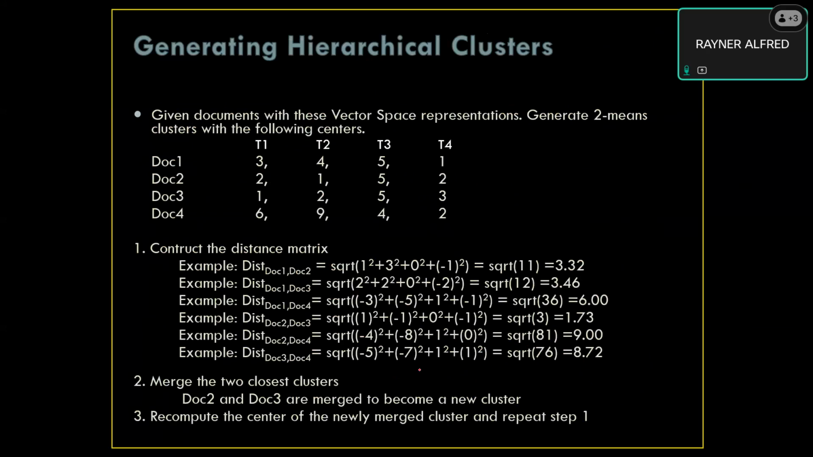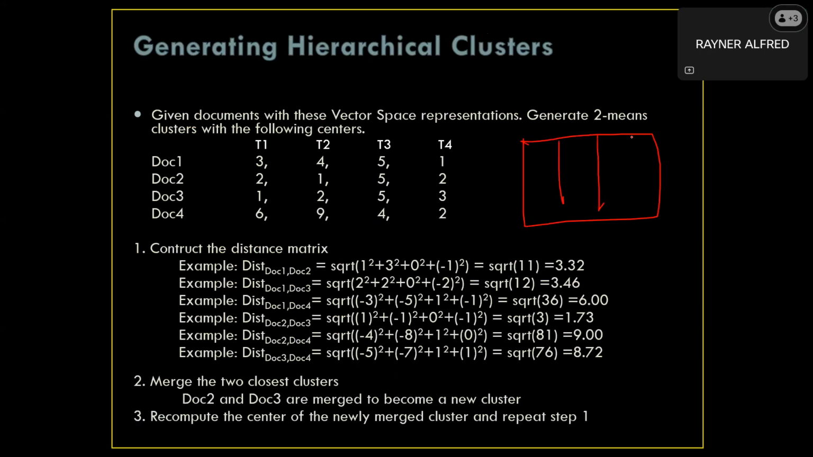So how do we actually use this in our research or work? We will apply the same data set here, in which we have four documents with 4 terms. The first thing we need to do is construct a 4 times 4 matrix. This is document 1, document 2, and so on. So we need to find this.